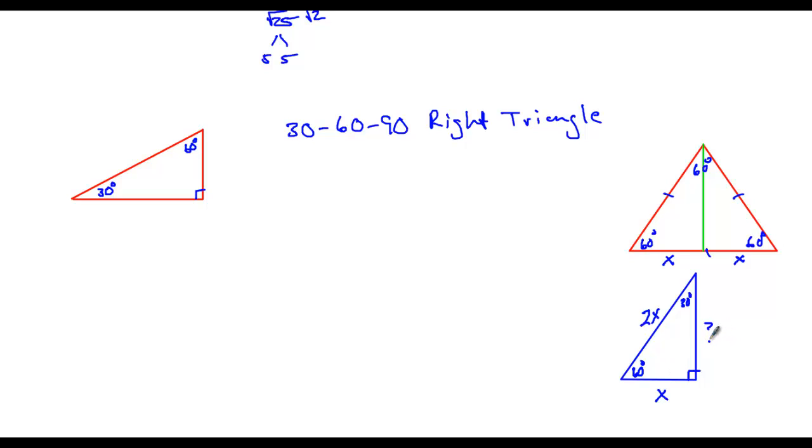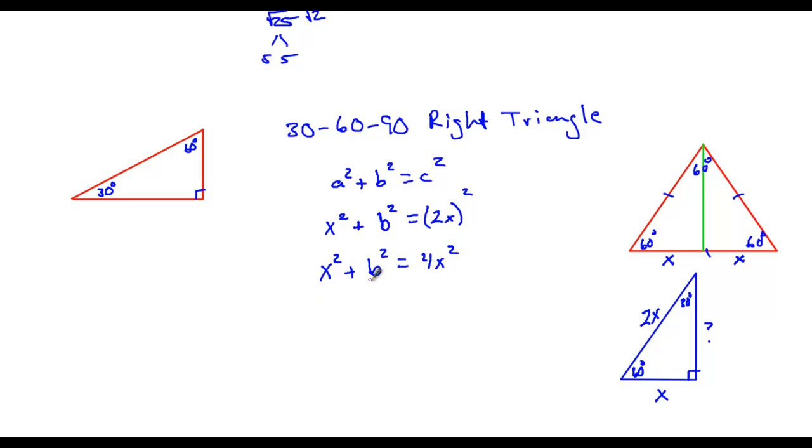And then to find out this other side, we're going to do the Pythagorean theorem. Okay, so we're going to do x squared plus b squared, right? Because I don't know what it is, so we'll say that this is b for now, equals 2x squared. So I get x squared plus b squared equals 4x squared. Now remember, I'm trying to find out what b is. That's this side over here, right? This is a, b, c. So I'm going to try to get the b all by itself.